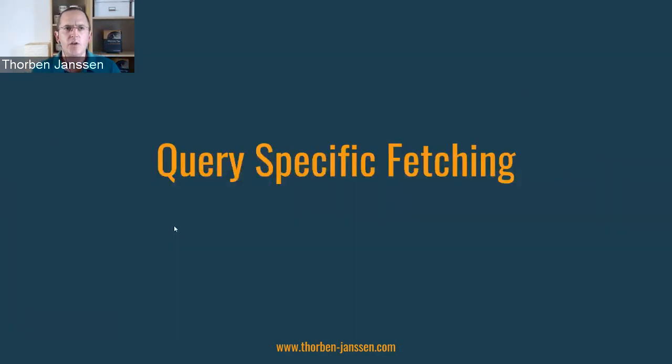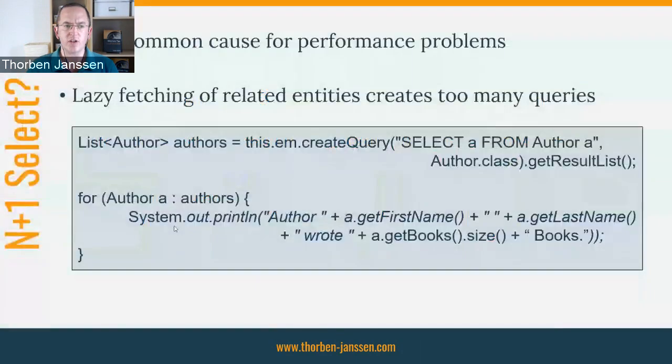Well, if you're using fetch type lazy, and I hope most of you do that, then you probably know the lazy initialization exception. That happens when you send an entity to the client and they get it outside of your current session context, and then someone tries to access the association. That is one of the issues caused by fetch type lazy.